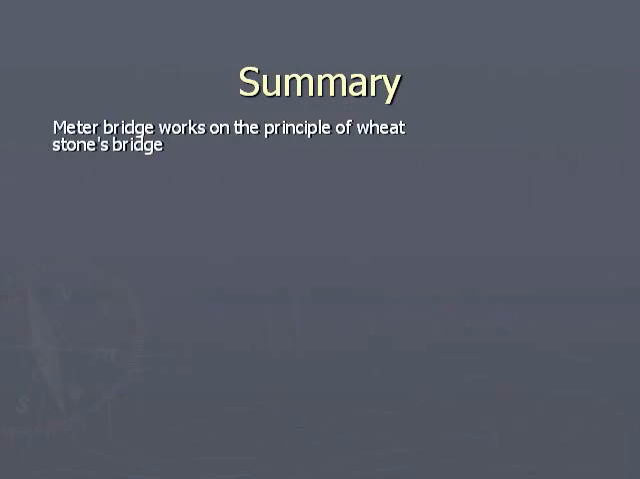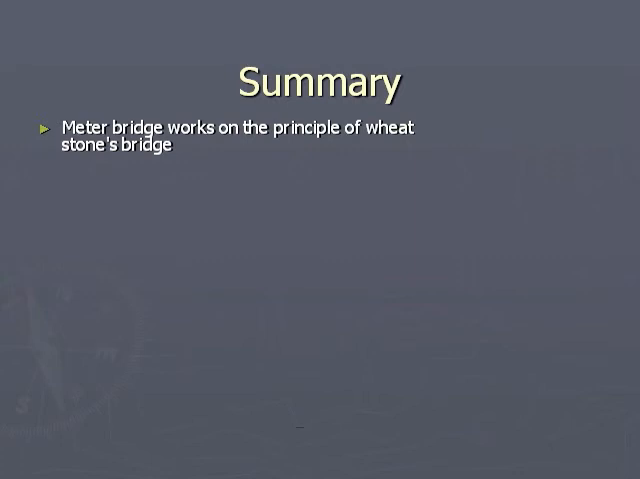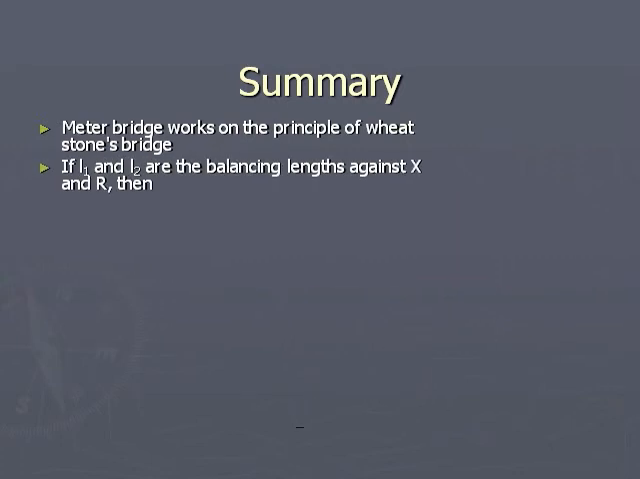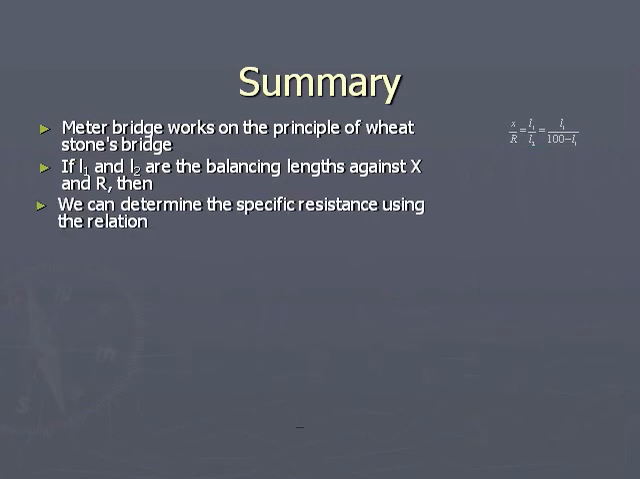Meter bridge works on the principle of Wheatstone's bridge. We know the relation is P by Q is equal to R by S. In the meter bridge, if the balancing lengths are L1 and L2, L1 against X and L2 against R, then we get the relation X by R is equal to L1 by L2. Since L2 is equal to 100 minus L1, the relation can be written as X by R is equal to L1 by 100 minus L1. Using this relation, we calculate the unknown resistance.